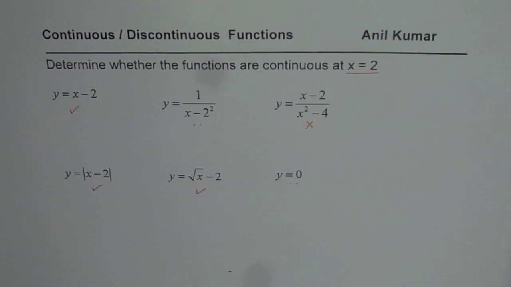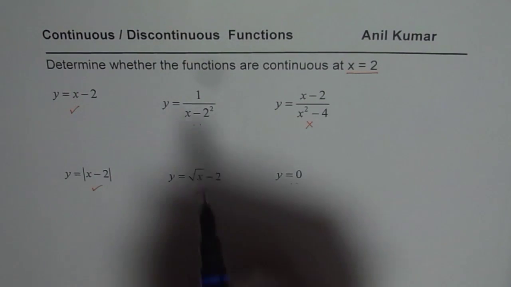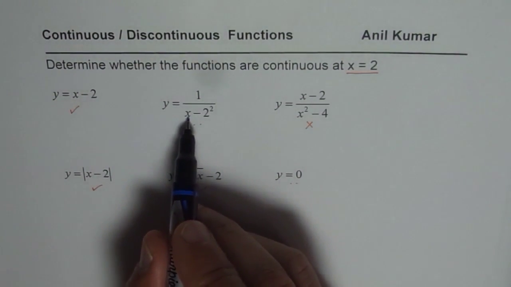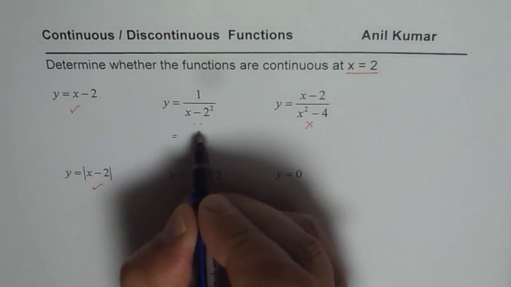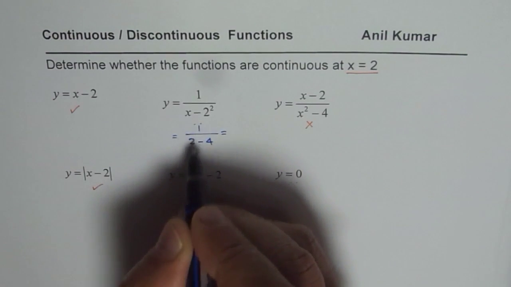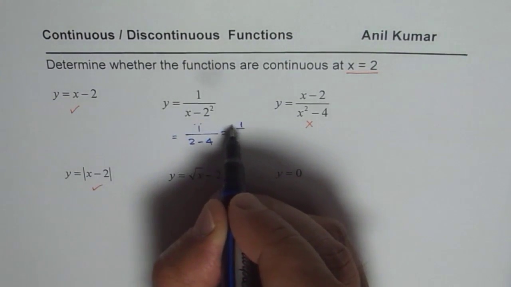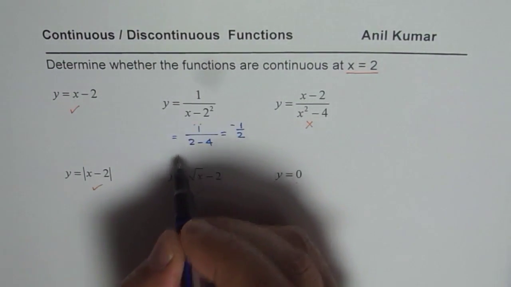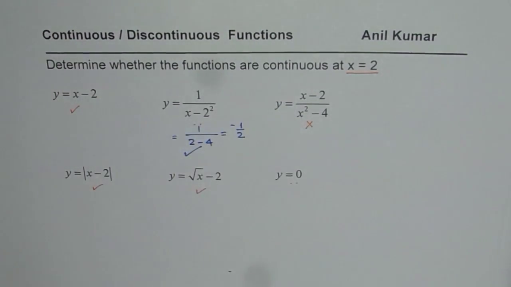Now let's look into these questions once again. I know you must have got the answer by now. Now here at 2, if I write 2, what do I get? I get 1 over 2 minus 4, and that is fine. 1 over 2 minus 4 is minus half. So this one is continuous. This one is continuous. Do you see that?